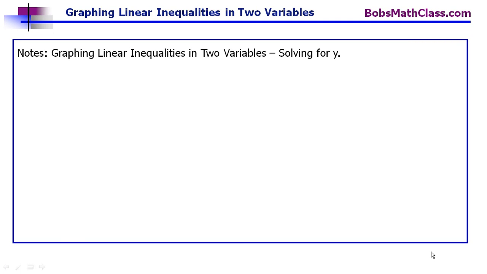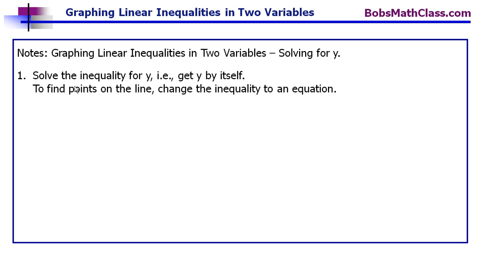Okay, this video is on graphing linear inequalities in two variables. Linear inequalities, so inequalities, those are the greater than and less than symbols. Two variables, that means we have an x and a y, which means we're graphing on a rectangular coordinate system, a Cartesian coordinate system. There's several methods, but this one we're going to talk about right now is solving for y. So it's not the only way of doing it, but it's just one way we're doing it right now.